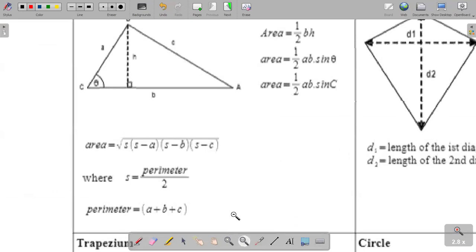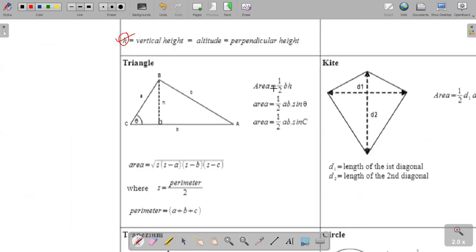Here, we did this one already, right? Everybody remember the 3 formulas? Half base times height, half AB sin theta, and then the one with the S formula. We did all 3 already, so I don't need to go over this. For those who came late, we did this already at the beginning of class.